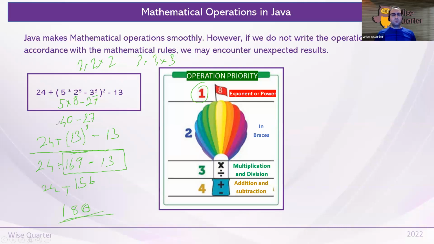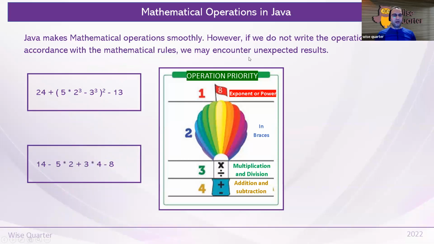What I have done here, first I have calculated the powers. Then I said that I should calculate the brackets. Here it is, 13. And then I calculate the power, which is 169. Then their addition and subtraction are in the same level. It doesn't matter which one you do first. I'll calculate the result, and I found 118. And I hope it's correct.